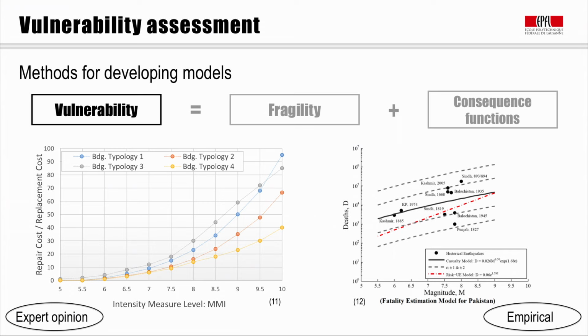On the other hand, this figure illustrates a very simple empirical method to determine vulnerability. It estimates losses, shown in terms of number of deaths, with magnitude from past observations. The drawbacks of this approach are evident, as it doesn't take into account the different levels of shaking across the affected region or the associated distribution of population.